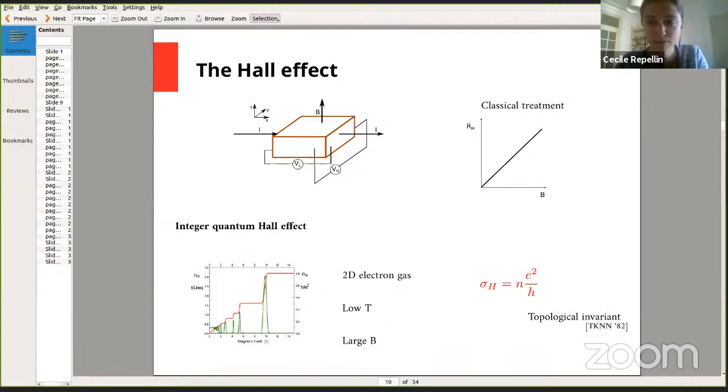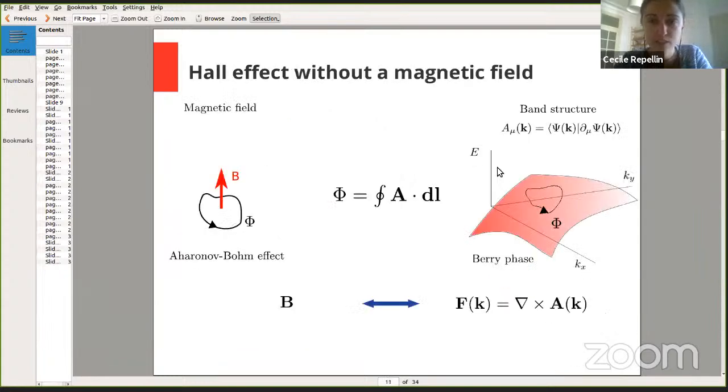So that's, broadly speaking, the Hall effect, and more specifically the integer quantum Hall effect. Now, the Hall effect can, in principle, also emerge in the absence of a magnetic field. And actually, there are some analogies between the two phenomena, the Hall effect and the anomalous Hall effect, which doesn't require a magnetic field.